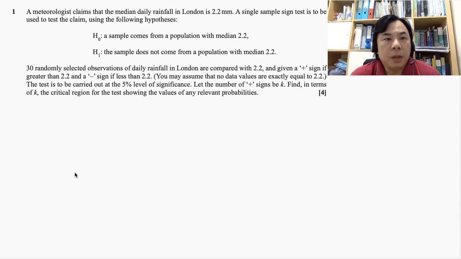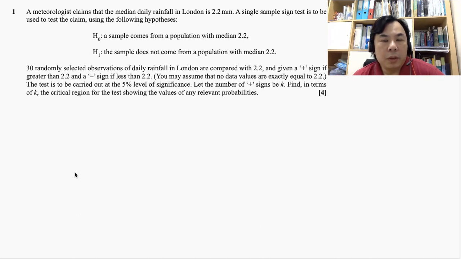Okay. A meteorologist claims that the median daily rainfall in London is 2.2 millimeters. A single sample sign test is to be used to test the claim using the following hypotheses. The null hypothesis states that the sample comes from a population with median 2.2, whereas the alternative states that the sample does not come from a population with median 2.2.